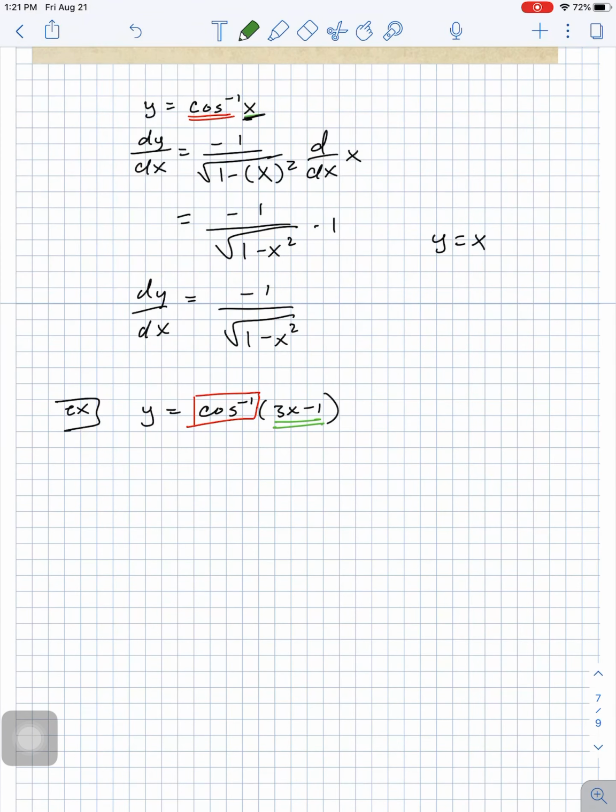So what that boils down to: the derivative of this is 3. So that goes up onto the numerator, and I get -3 over the square root of 1 minus (3x minus 1) squared. And that's my derivative. Okay. Let's try another one.